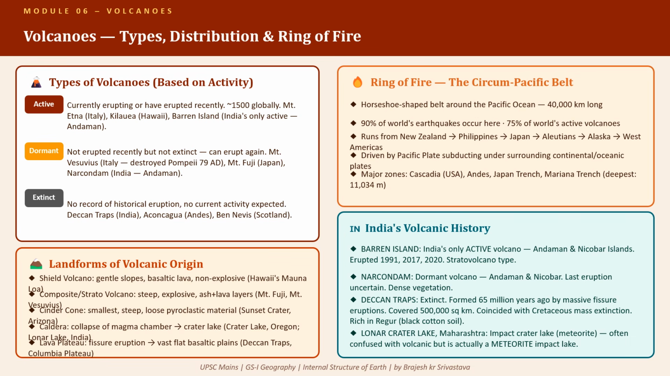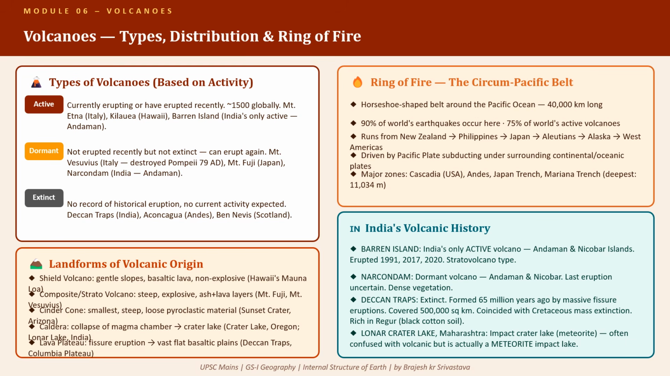Dormant volcanoes have not erupted in recorded history but are not considered extinct. They can erupt again. Mount Vesuvius, which destroyed Pompeii in 79 AD, is technically considered dormant and is one of the most dangerous volcanoes in the world because millions of people live near it. Mount Fuji in Japan is also dormant. Narcondam Island in the Andaman chain is India's dormant volcano.